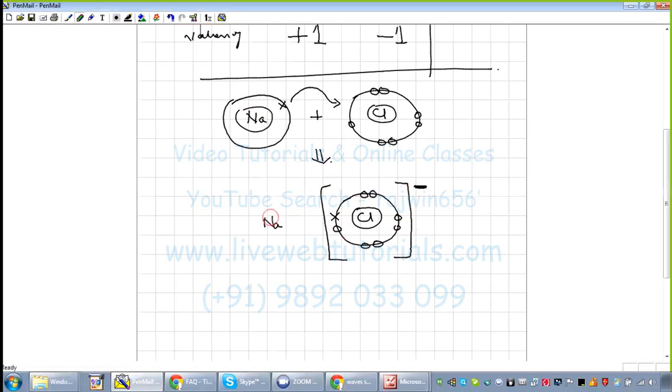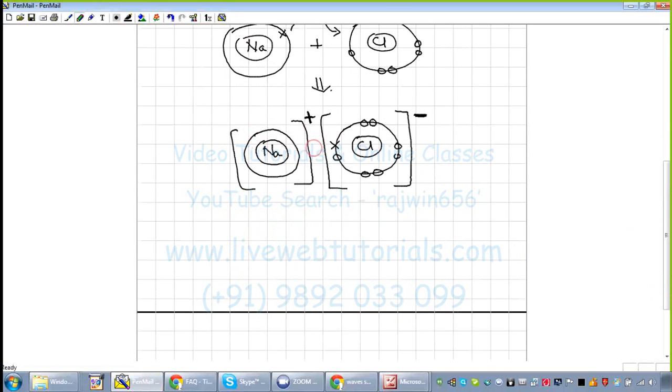I'm showing just the nucleus of sodium. That electron is lost, so this is going to become positive. Now these are oppositely charged ions. Therefore, there will be a very strong force of attraction between them. What is this force of attraction known as? Electrostatic force of attraction.